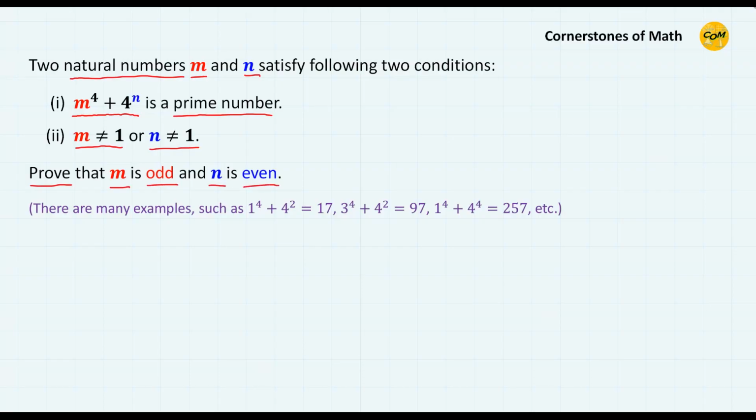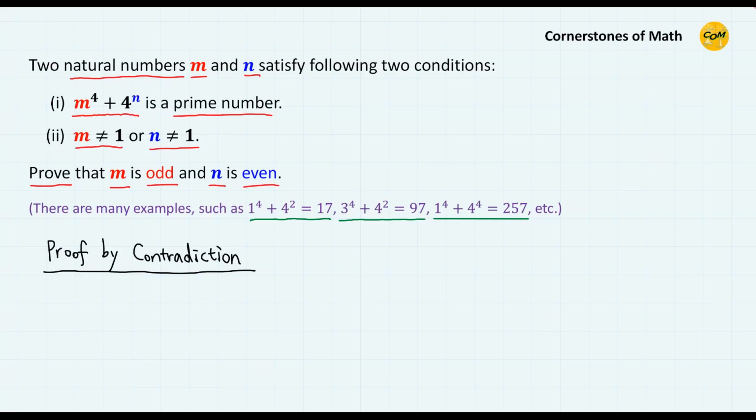By the way, there are many examples of m and n satisfying the two conditions and the conclusion given in the problem, such as 1 to the fourth power plus 4 squared gives the prime number 17, 3 to the fourth power plus 4 squared gives the prime number 97, and 1 to the fourth power plus 4 to the fourth power gives the prime number 257, and so on.